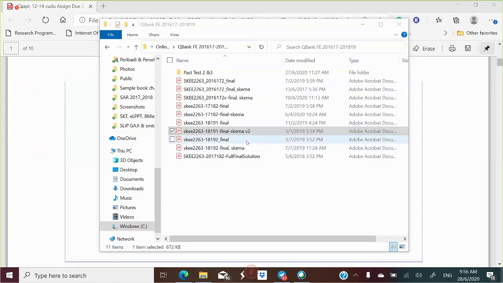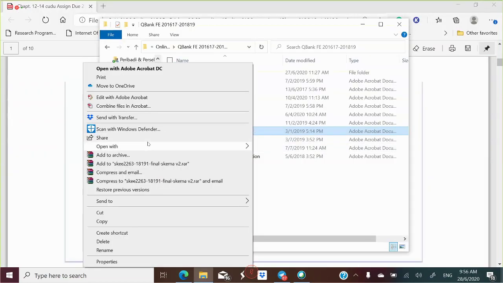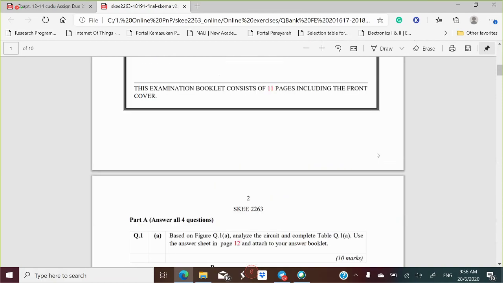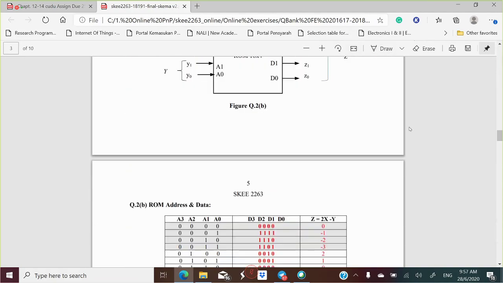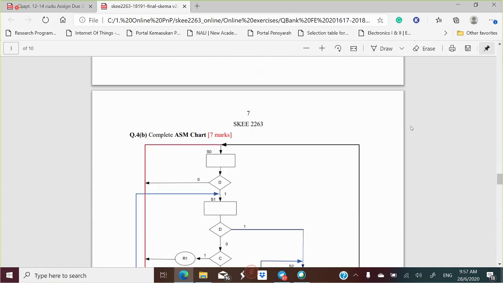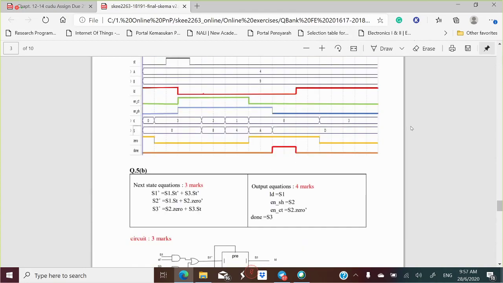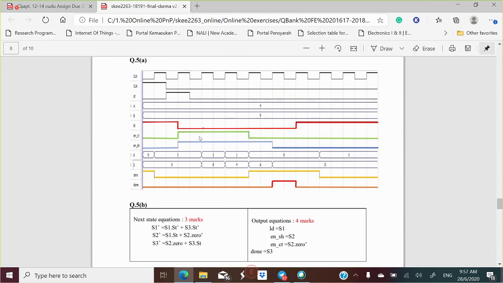I think what happened is I should open it. Yeah, the best way is I open it with Microsoft Edge. This one is easy. I have all this pen here. So this is the answer for the serial adder. So this is the marking scheme.